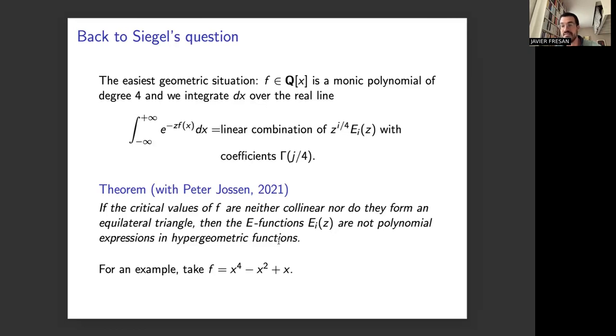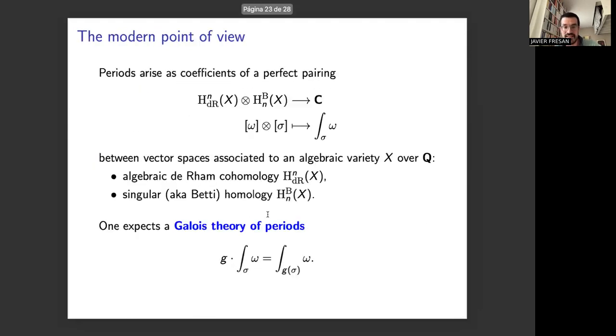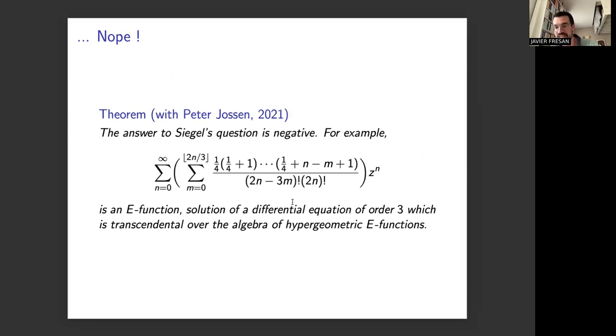the polynomial F has a symmetry property, which is in general not true, and is the following. So you consider the critical values of F. So this is F computed at the zeros of the derivative. So there are three zeros. You compute F, you get three complex numbers. And if they are not on the same line, or if the triangle they form is not equilateral, then these E functions that appear here are not going to be polynomial expressions in hypergeometric functions. So then if you want to write down an example, you just need to take the easiest polynomial that satisfies this. So we took x^4 minus x^2 plus x, and you compute the integral, and then this gives exactly the function I was showing to you when you expand the exponential inside the integral.